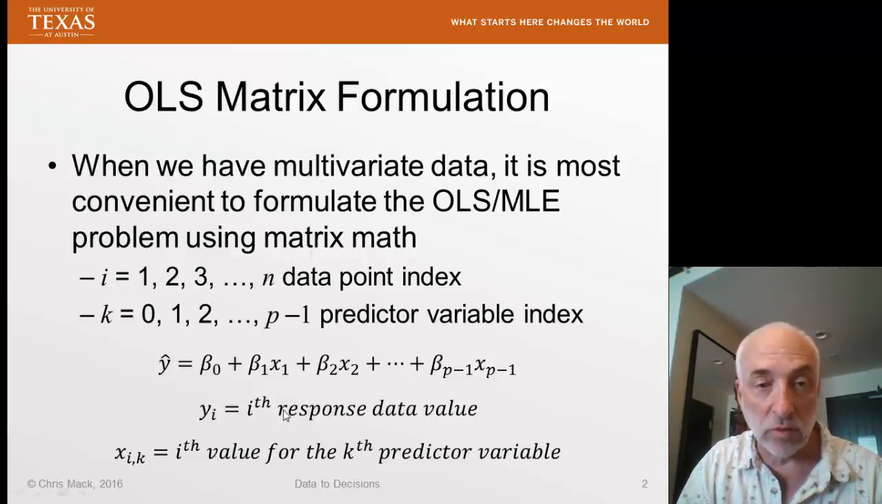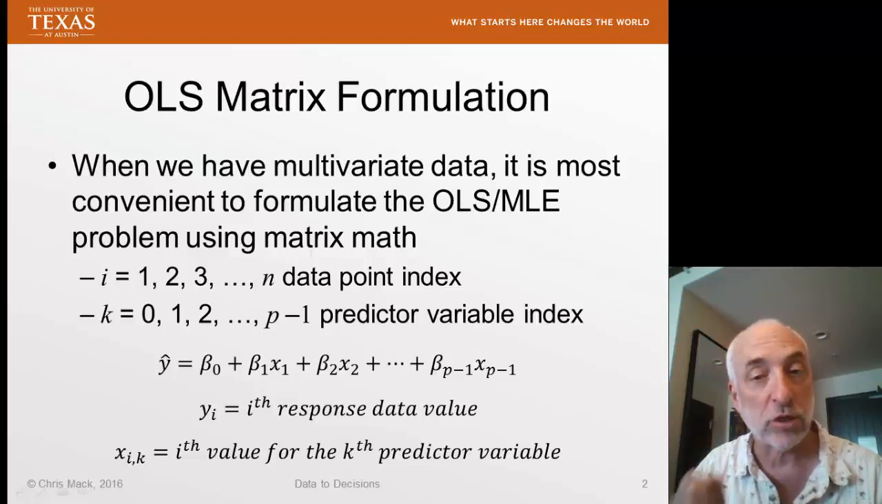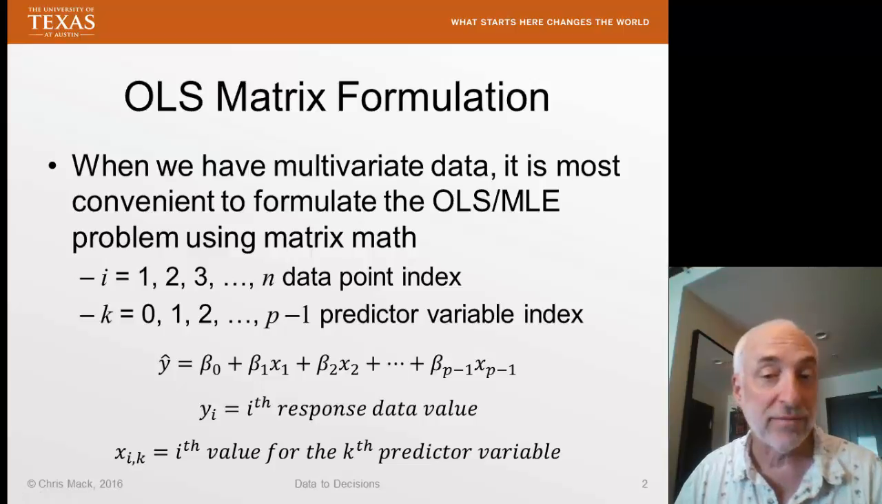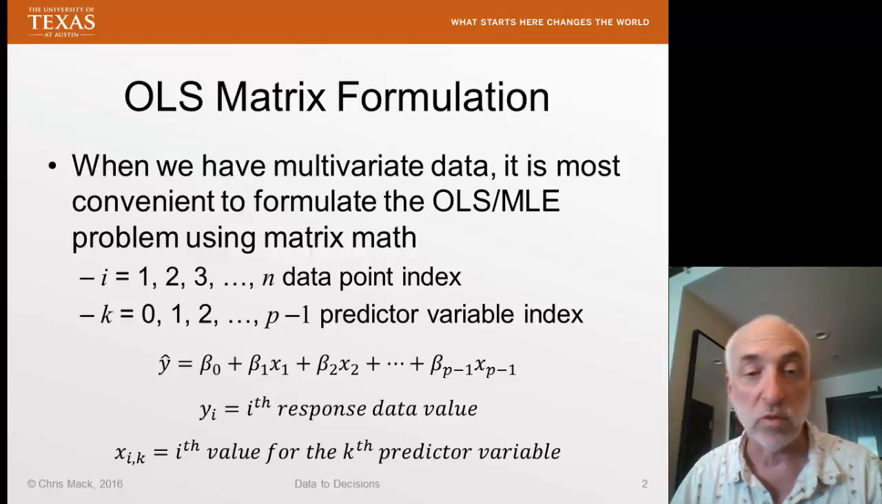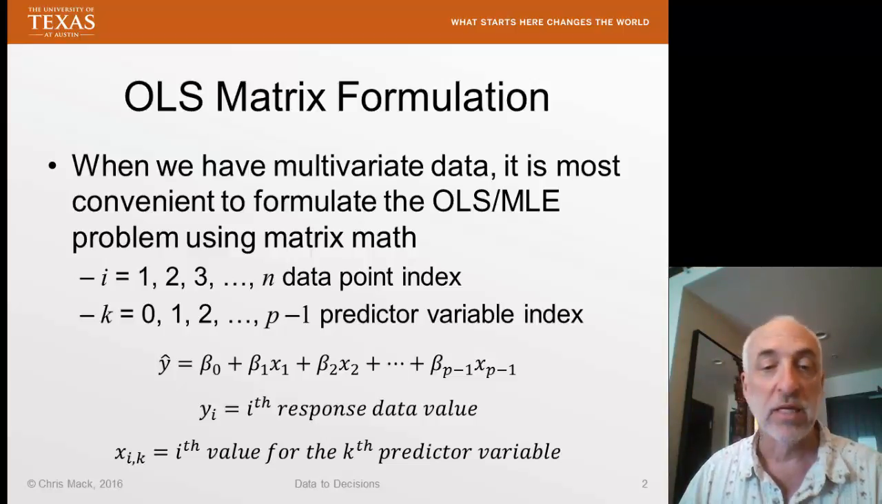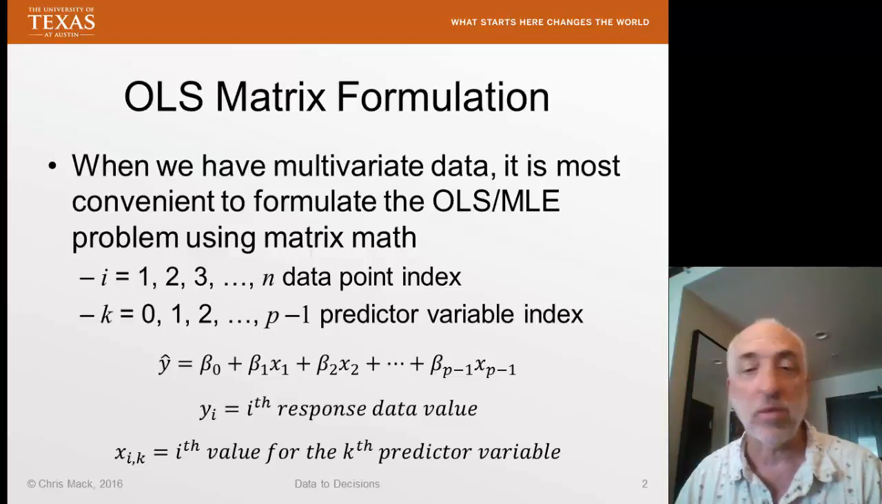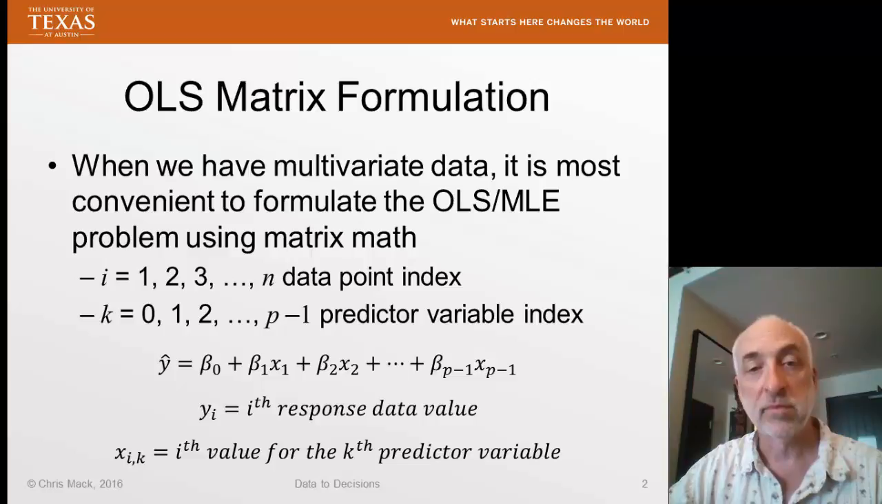As a result, our model will say y hat, the predicted value, is beta 0 plus beta 1 times x1 plus beta 2 times x2, etc. Each of these x represents a different predictor variable. Y sub i will be the ith response data value. So if I made measurements, I'll have n different data points. The ith data point, the output value is y i, and the input values are x i, comma k. So k represents the predictor variable, i represents data point number.